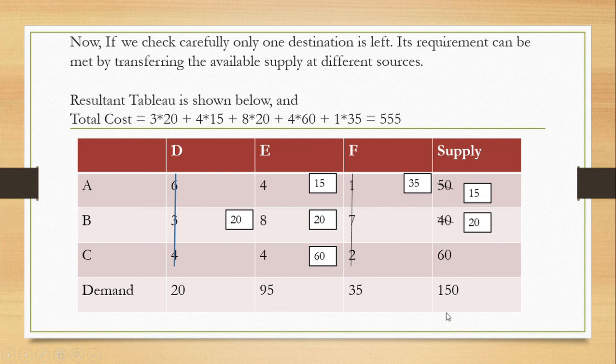So this is the final resultant tableau as per the least cost method, and you can see that the cost has been 555. It was somewhere around 700 as per the Northwest Corner Rule. So the cost has been reduced, and that's why this method is generally preferred over the Northwest Corner Rule. I hope it's clear. Thank you.